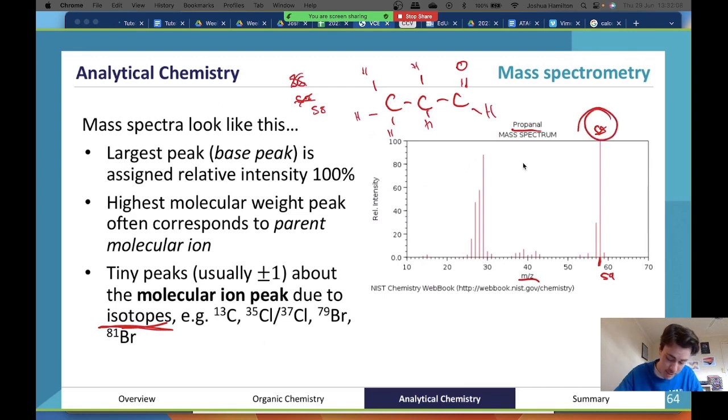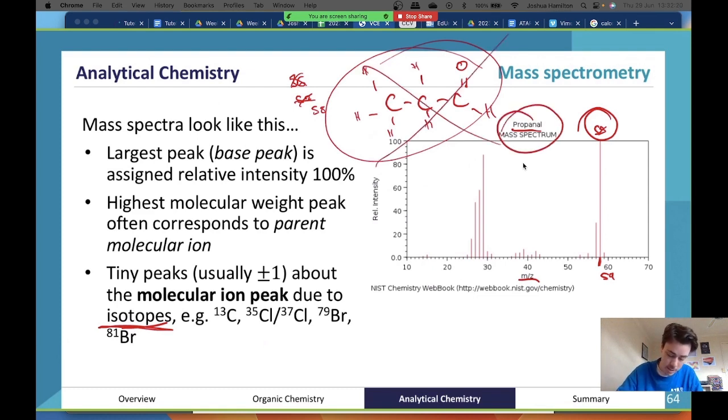So we're going to refer to this one as our parent molecular ion. 58 is our parent molecular ion, which matches up with the molar mass we determined by knowing what it was. When you don't know what this is, you wouldn't be given that. You use the mass spec and go, which one's the biggest? This one here, 58. Cool, I'm happy with 58, and that's what you go with. So that's how that works.